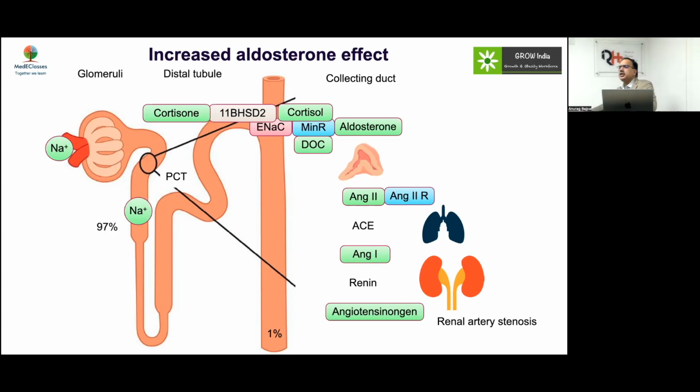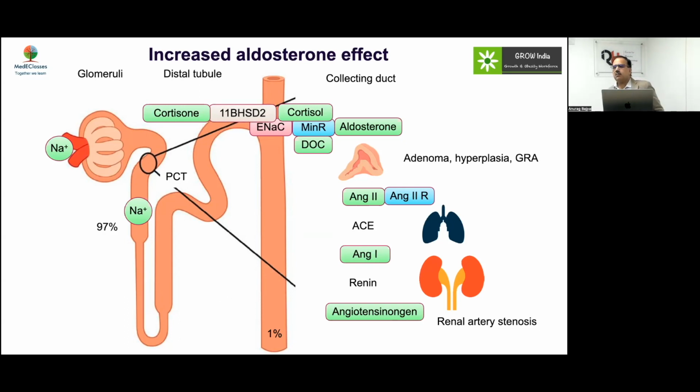There could be issues at the level of adrenals, which are producing more aldosterone. And this production can be because of an isolated adrenal adenoma, adrenal hyperplasia, or what we call glucocorticoid remediable aldosteronism, which is basically a splicing defect in which the regulation of aldosterone secretion happens via ACTH, and that is going to control that.